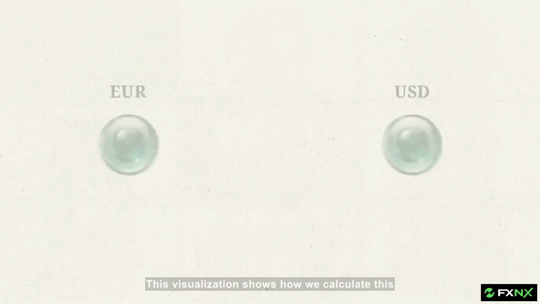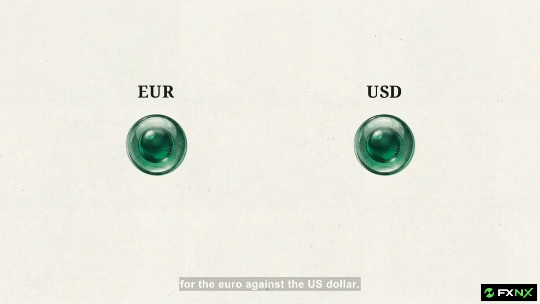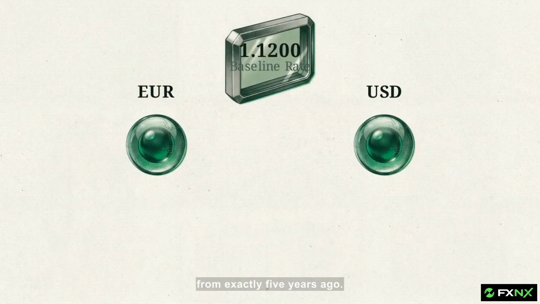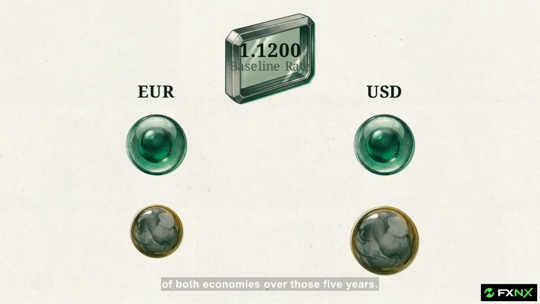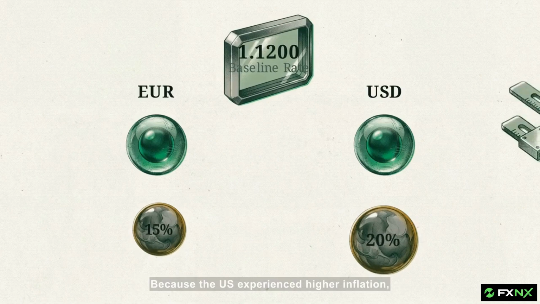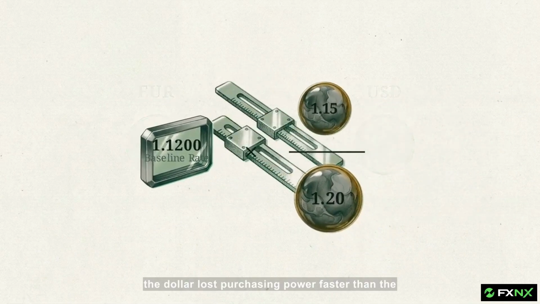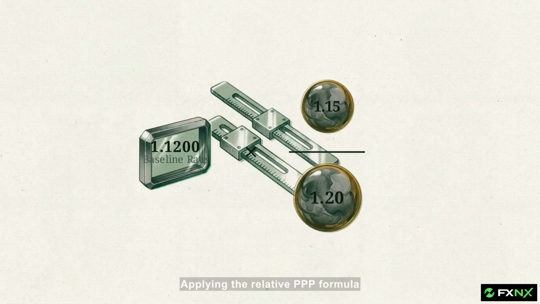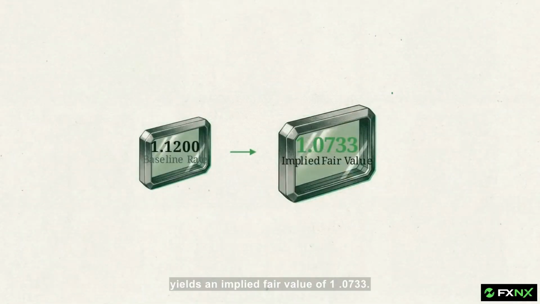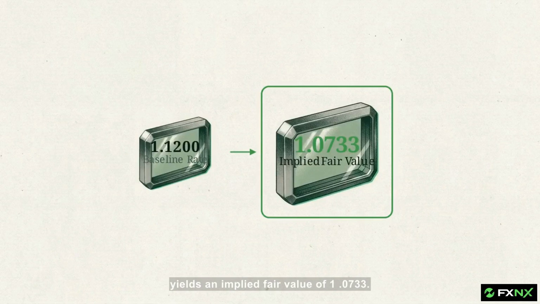This visualization shows how we calculate this for the euro against the US dollar. We start by pulling a baseline exchange rate from exactly 5 years ago. Let's use 1.1200. Then we map the cumulative inflation of both economies over those 5 years. We apply the Eurozone's 15% cumulative inflation against the United States' 20% cumulative inflation. Because the US experienced higher inflation, the dollar lost purchasing power faster than the euro. Applying the relative PPP formula yields an implied fair value of 1.0733.